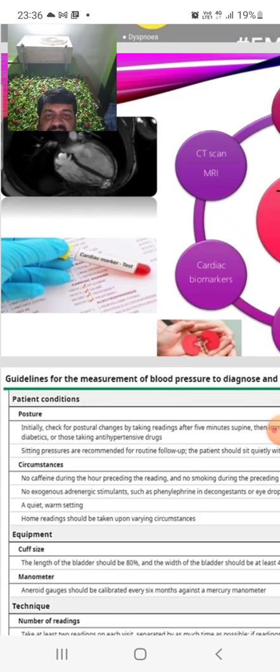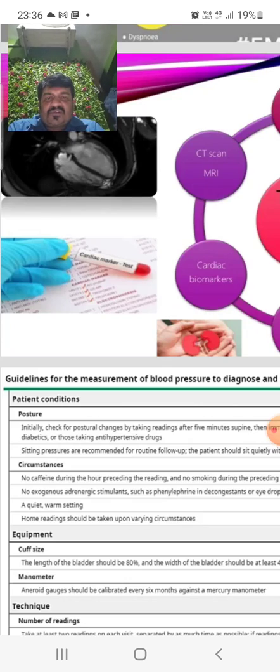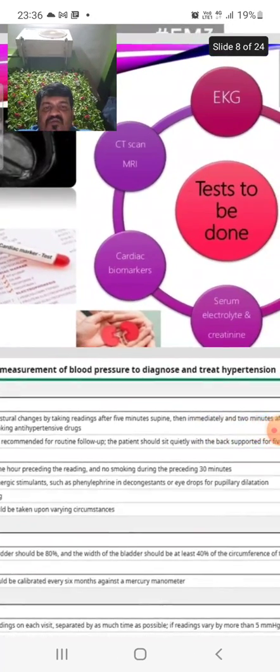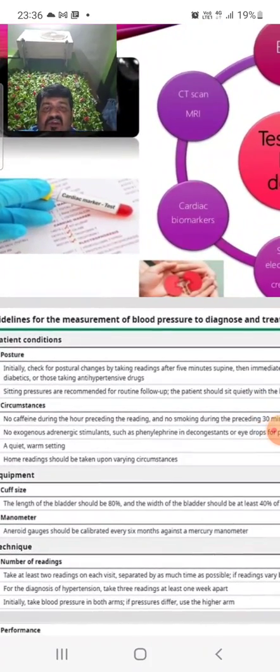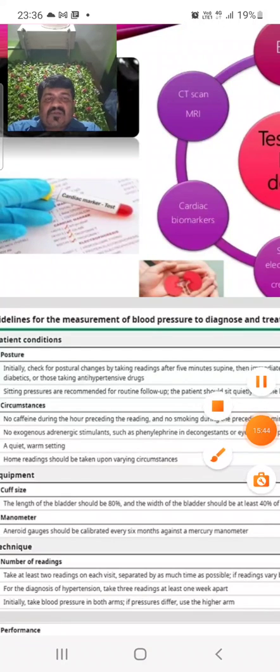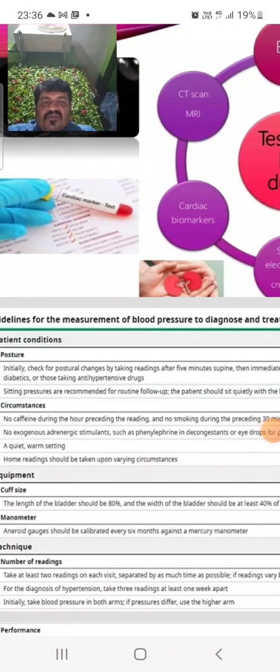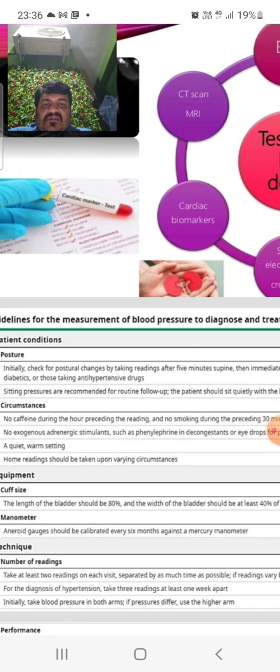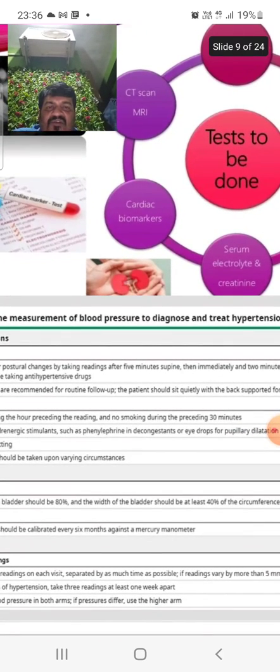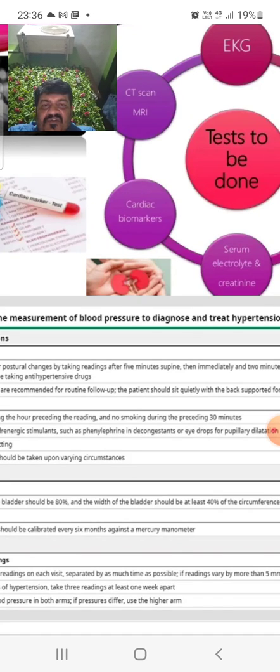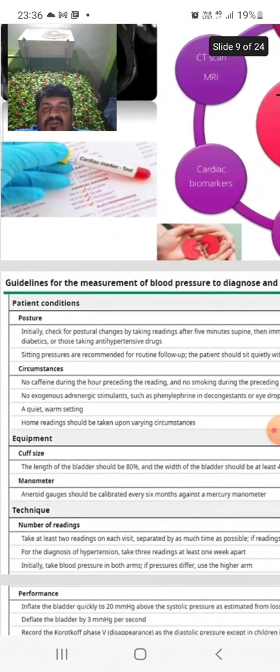So circumstances: no caffeine during the hour preceding the reading, and no smoking during the preceding 30 minutes. तो क्या हम लोग इसमें चाहते हैं? हम लोग इसमें चाहते हैं कि कोई भी ऐसे प्रेसिपिटेटिंग थिंग्स जो कि ब्लड प्रेशर को बढ़ा सकती है, वो हम लोग उसको अवॉइड करना है. तो कैफीन वाले प्रोडक्ट्स एटलीस्ट 1 घंटे के पहले तक तो नहीं लिए जाने चाहिए. और जो स्मोकिंग है उससे भी ब्लड प्रेशर की रीडिंग्स में चेंज आता है. सो we should guide the patient not to smoke during the 30 minutes preceding the taking of blood pressure.